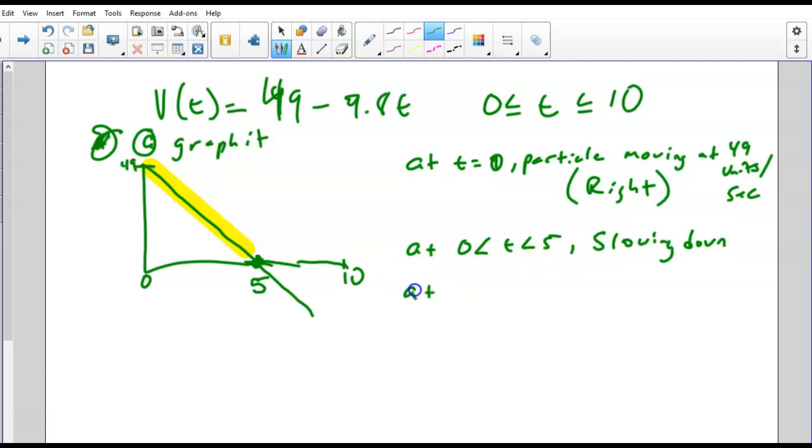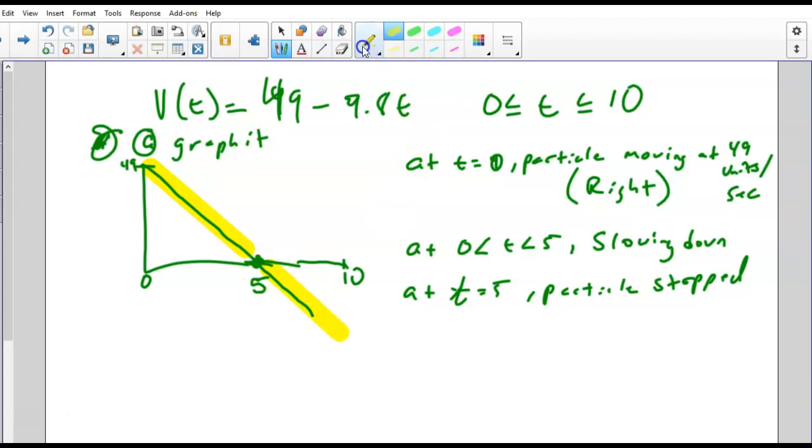All right, what about at t equals 5? The particle stops because it's at 0. The speed is 0 right here, 0 units. Any questions so far?